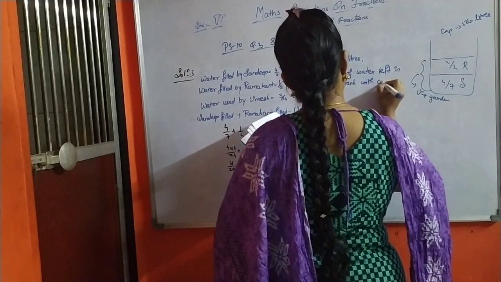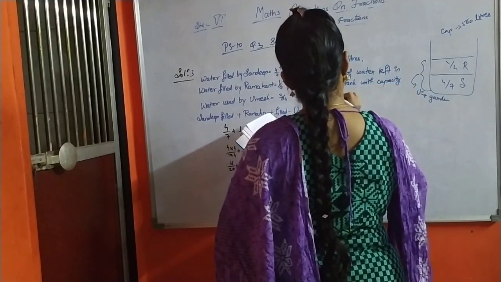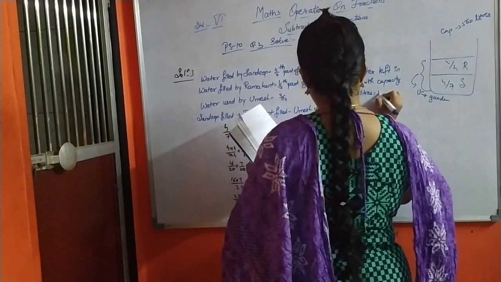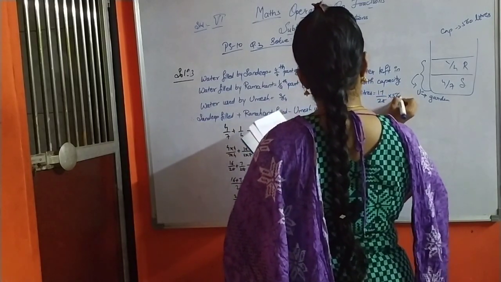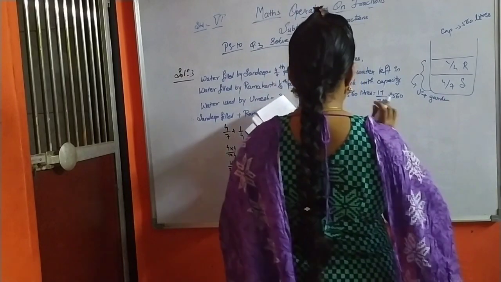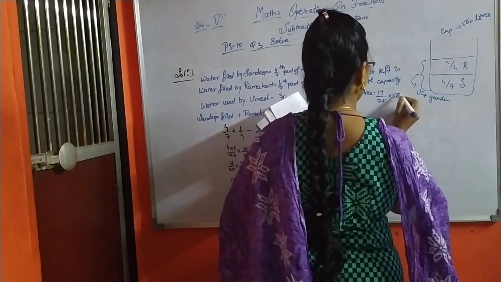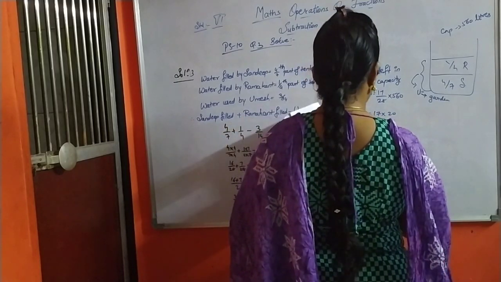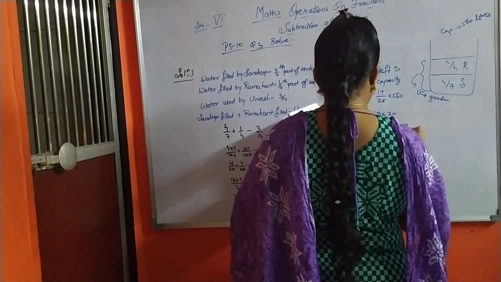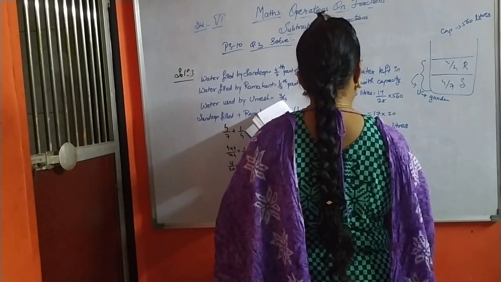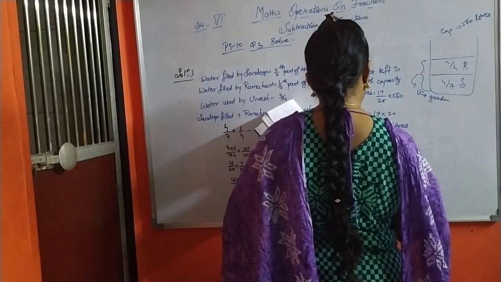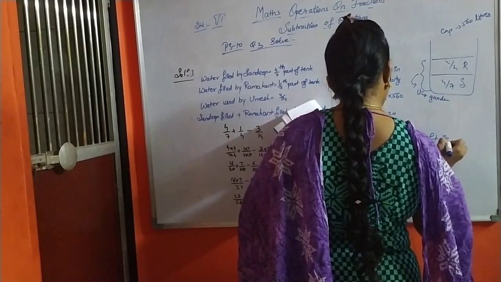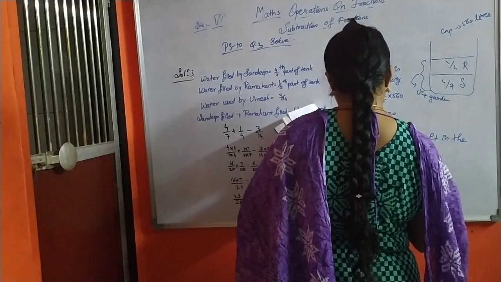with capacity, what is the capacity of the tank? 560 liters. Equals 17 upon 28 into 560. When you do it, 28 into 2 is 56 and 0 comes up. 17 into 20 we get 340 liters. Therefore 340 liters of water is left in the tank.